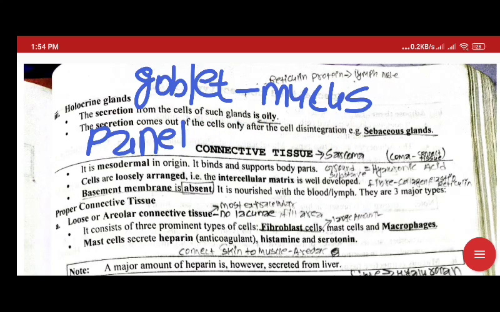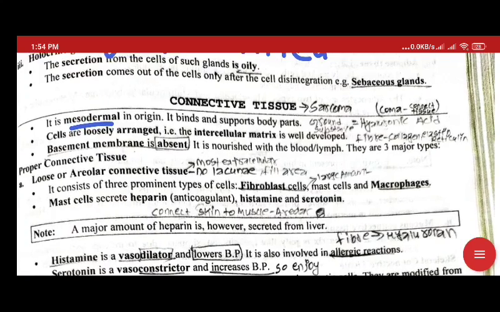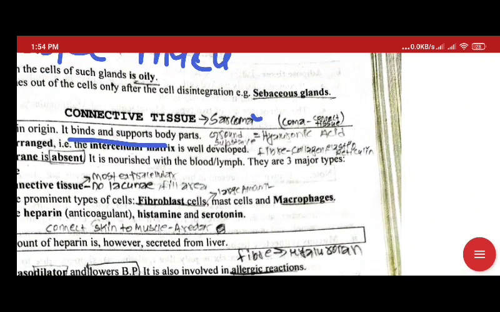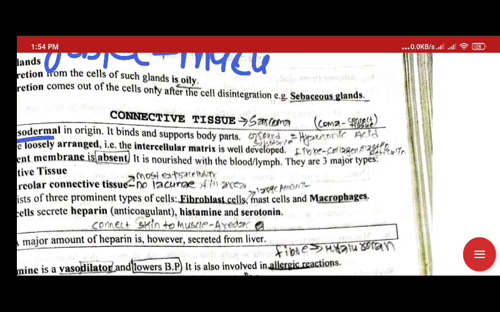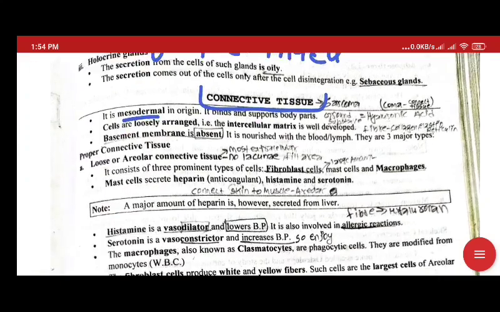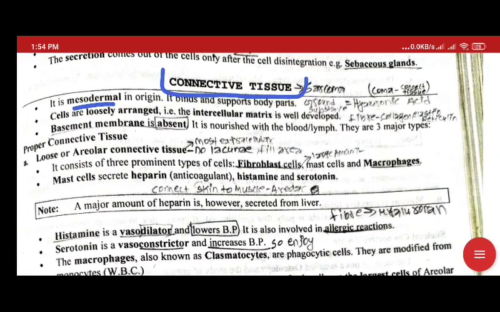Now let's move to connective tissue. Here in connective tissue, we already know that it is mesodermal in origin. It supports and binds other body parts, and if cancer occurs here, connective tissue cancer is called sarcoma. We also discussed previously that connective tissue is the most abundant tissue in our body.